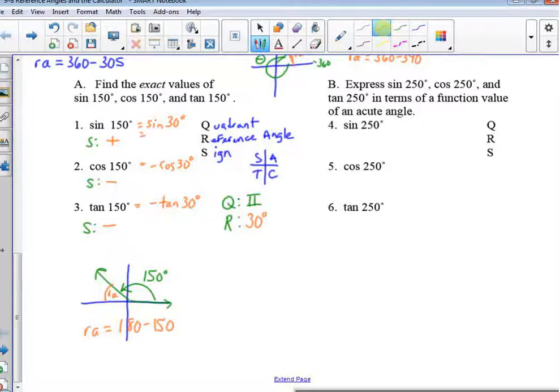The sine of 30 is 1/2, so that's the answer for that one. The cos of 30 is radical 3 over 2, so it's negative radical 3 over 2 for that answer. And then negative tan 30 is negative radical 3 over 3.